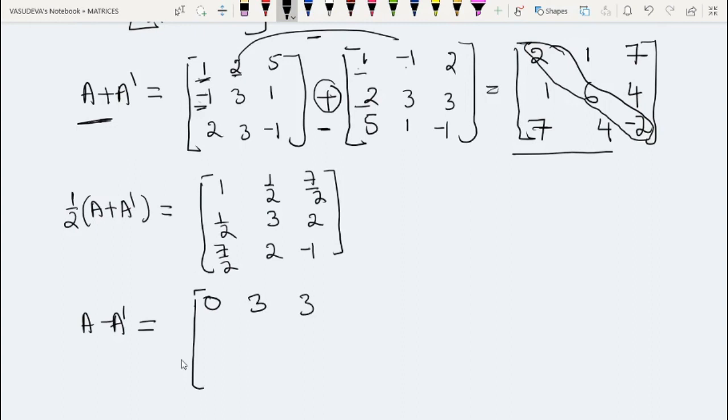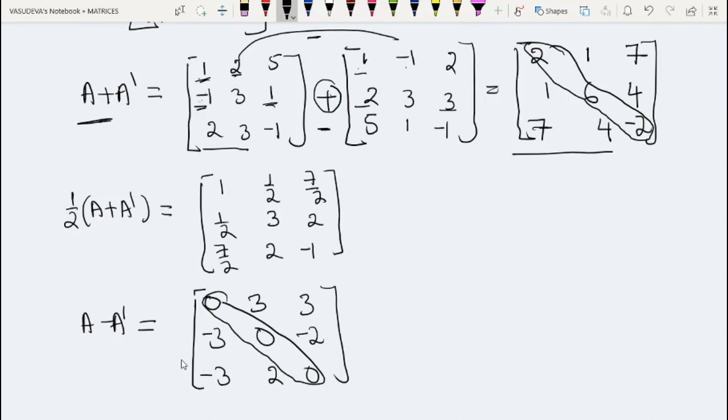Second row, subtracting the corresponding elements: minus 1 minus 2 is minus 3, and 3 minus 3 is 0, 1 minus 3 is minus 2. Then taking the third row and subtracting the corresponding elements: 2 minus 5 is minus 3, and 3 minus 1 is 2, and minus 1 minus of minus 1, that is plus 1, will become 0. Observe that all the principal diagonal elements are 0.